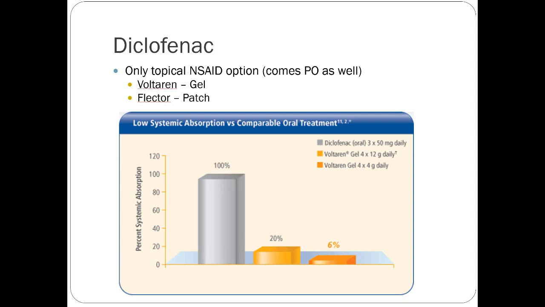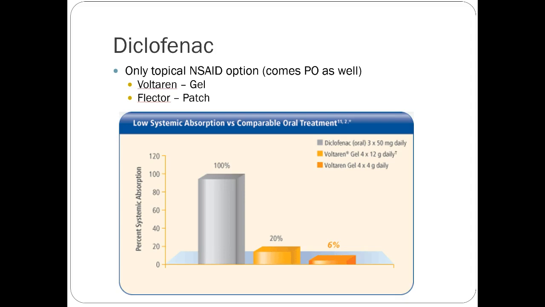Diclofenac is an NSAID just like any other. The only reason I put a special slide on it is because it comes as a topical option, and it's the only NSAID that you have that with. It comes as a patch called Flector and a gel called Voltaren. They're both generic now, especially the gel; actually, the Flector patches might be brand name still. Anyway, the Voltaren gel is the more commonly used one that I see, and it's generic now.